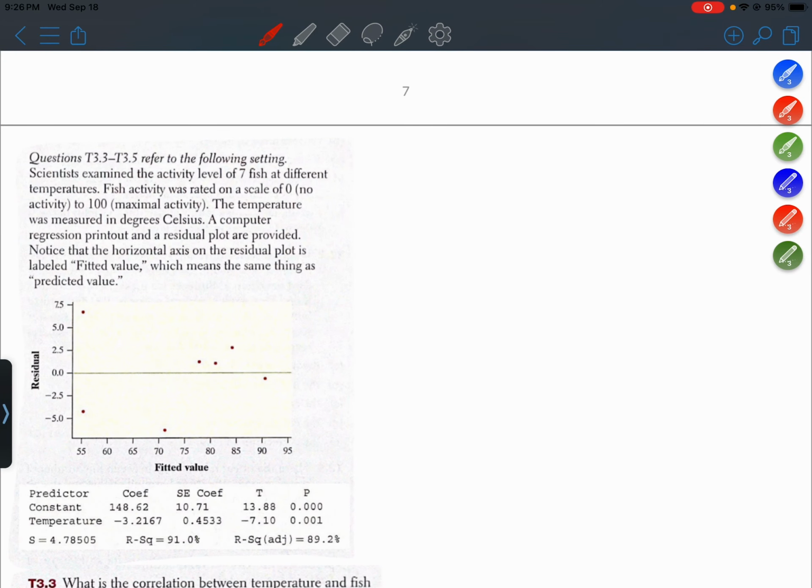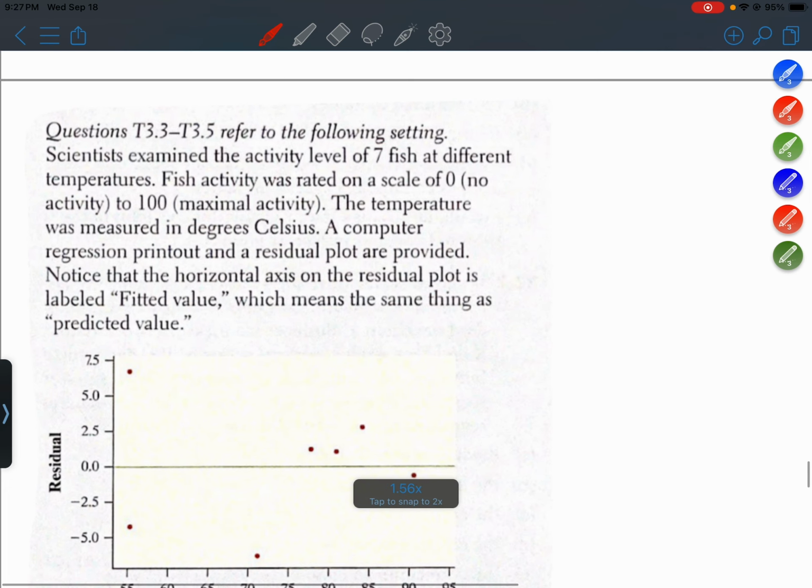All right, we're going to take a look at questions T3.3 through 5. Scientists examined the activity level of 7 fish at different temperatures. Fish activity was rated on a scale from 0, no activity, to 100, maximal activity. The temperature was measured in degrees Celsius. A computer regression printout and a residual plot are provided.